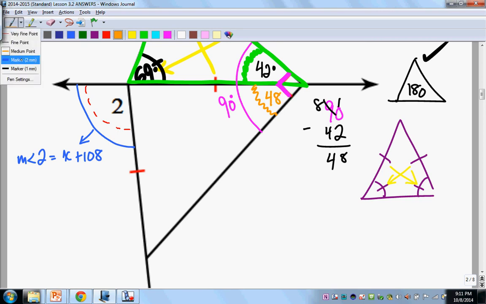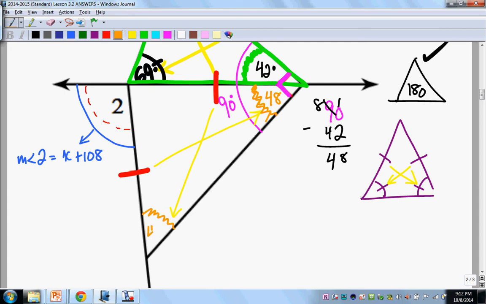Now from here, have your classmates trace these hatch marks. Force them to trace the hatch marks. And after they trace the hatch marks, have them draw in the elbow arrows and find the congruent angles, which if this is 48, we're going to walk this around. This right here has to be 48 as well.